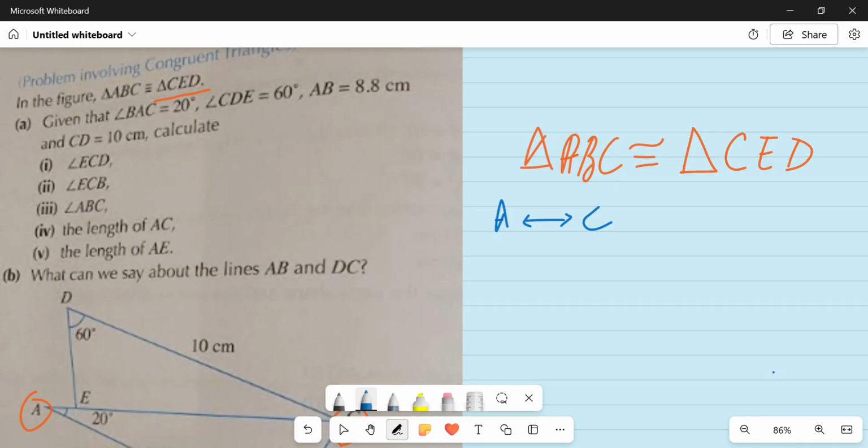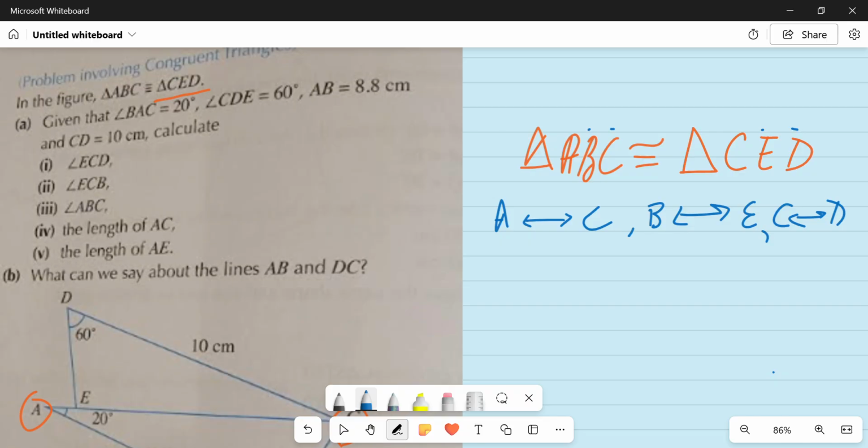Now B is corresponding to E, and C is corresponding to D, right? This is how we can write it, because they have the same position. It is ABC and then CED. So B is corresponding to E, and C is corresponding to D, right?